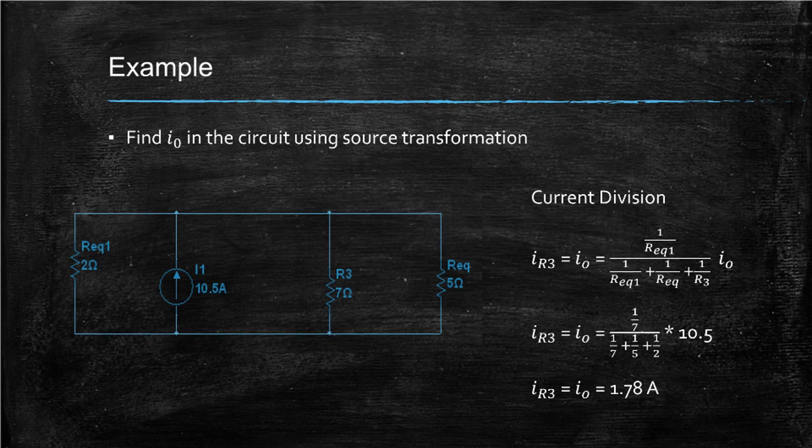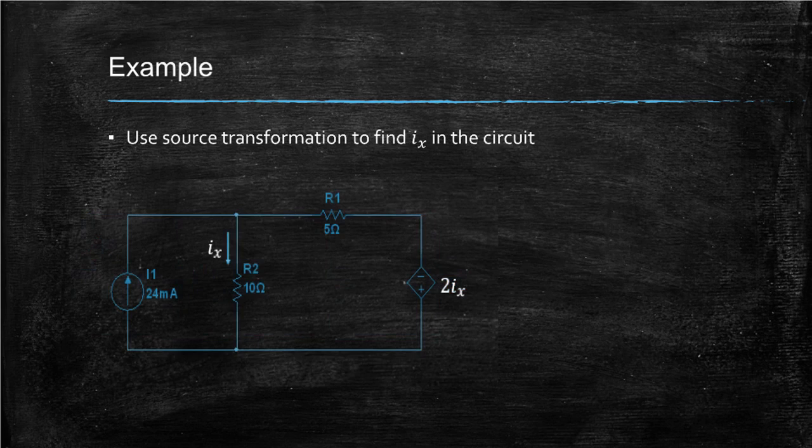Okay, now that is done, we will do another example that contains a dependent source. In this example, we will use source transformation to find Ix. Ix is the current of resistor 2, the 10 ohms resistor. Let's see how to best find it. We can either transform the current source on the left and make a series circuit or transform the voltage source on the right and make a parallel circuit. Let's do the latter since we are looking at dependent sources now.